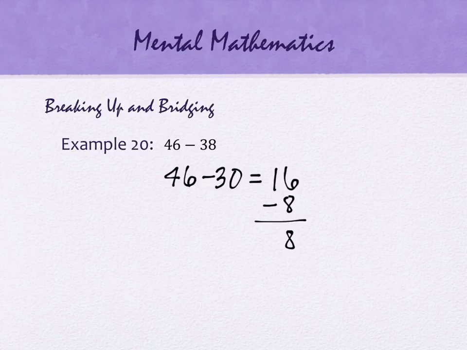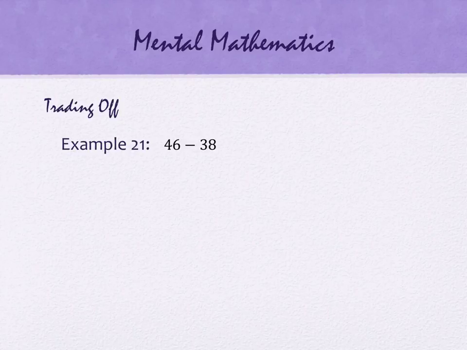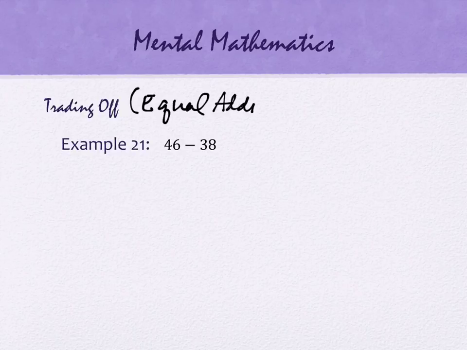Okay, now trading off with subtraction is exactly the same as equal additions. Okay, so this is just another name for it. Okay, so if you remember, the whole idea is that we're not borrowing. So 46 minus 38. We don't want the 38. We want to make it zeros in the ones column.